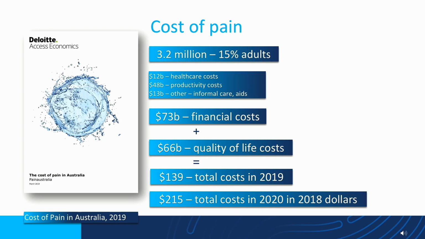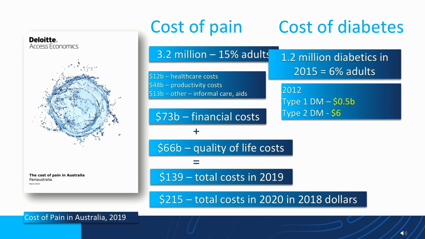The cost of pain from Australia was released in 2019, and essentially this was a Deloitte Access report. We all know this, but pain is very expensive. In 2019, the total cost roughly amounts to about $139 billion. Now, if you have a look at diabetes, the cost of diabetes is a fraction compared to the cost of pain, about $7 or $8 billion, and that was in 2012. So the numbers will be different nowadays.